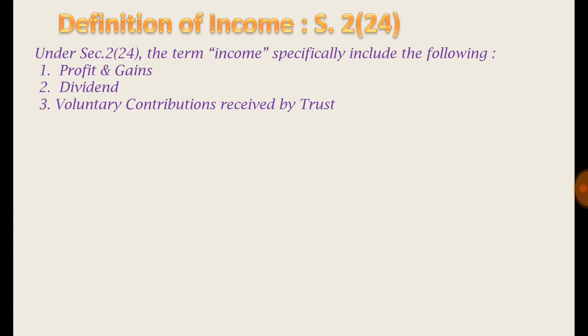Then the voluntary contributions received by a trust. A trust can accept contributions, donations, etc. So this is also the concept of income. What people pay as some amount towards the trust is also the income of that trust. It is taxable. What amount will be taxed and when it will be exempted will be discussed separately, but this is the income of that trust.